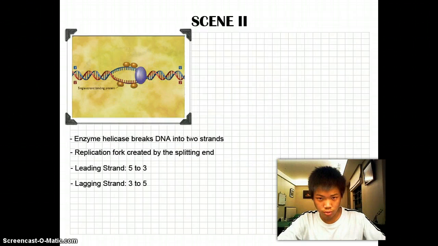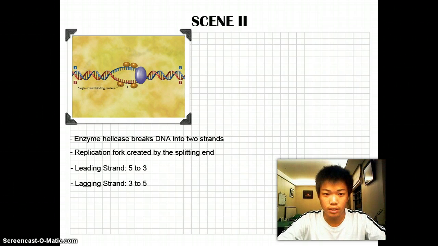In scene 2, during the start of the replication of DNA, an enzyme called helicase, highlighted by the blue object right here, breaks open the DNA and makes a replication fork, splitting it into 2 individual strands. The strands are named differently. The leading strand, which goes from 5 to 3 in carbon numbering, is highlighted in blue. The lagging strand, which goes from 3 to 5 in carbon numbering, is highlighted in red.